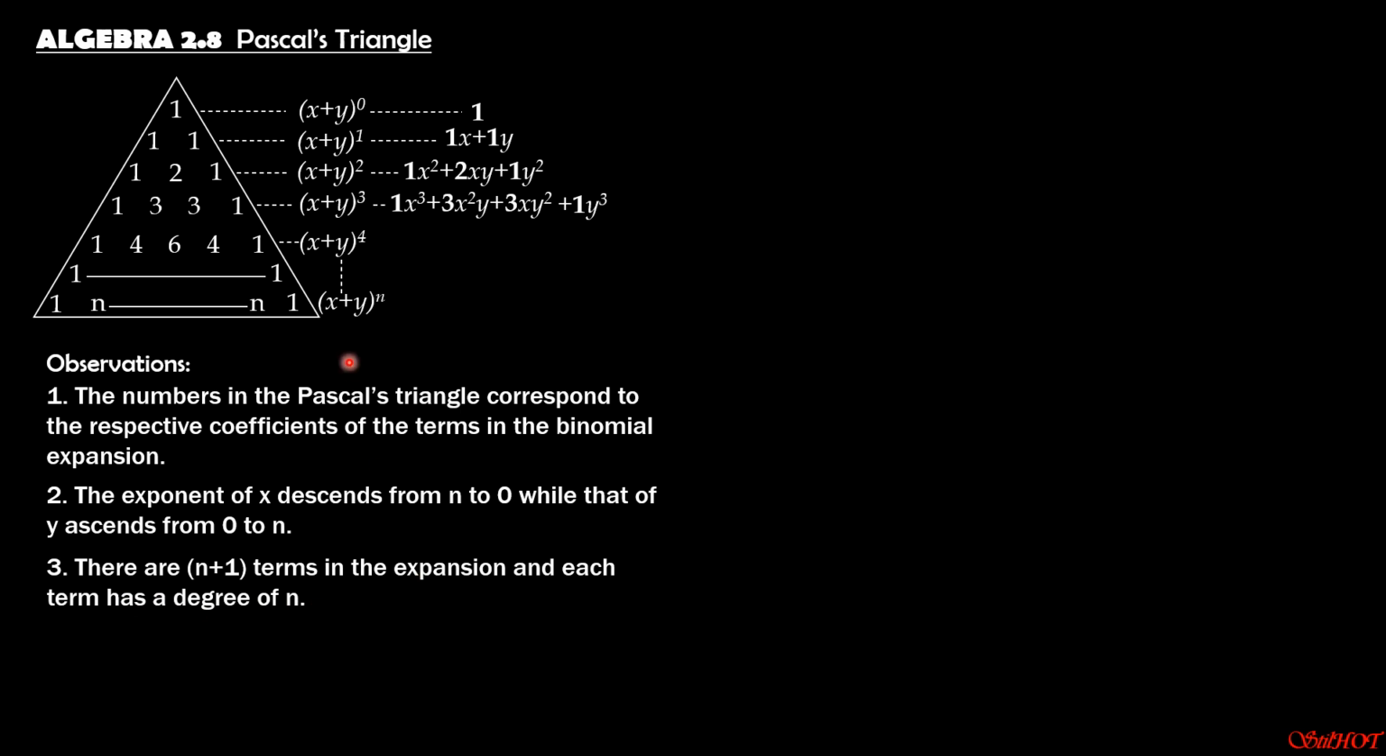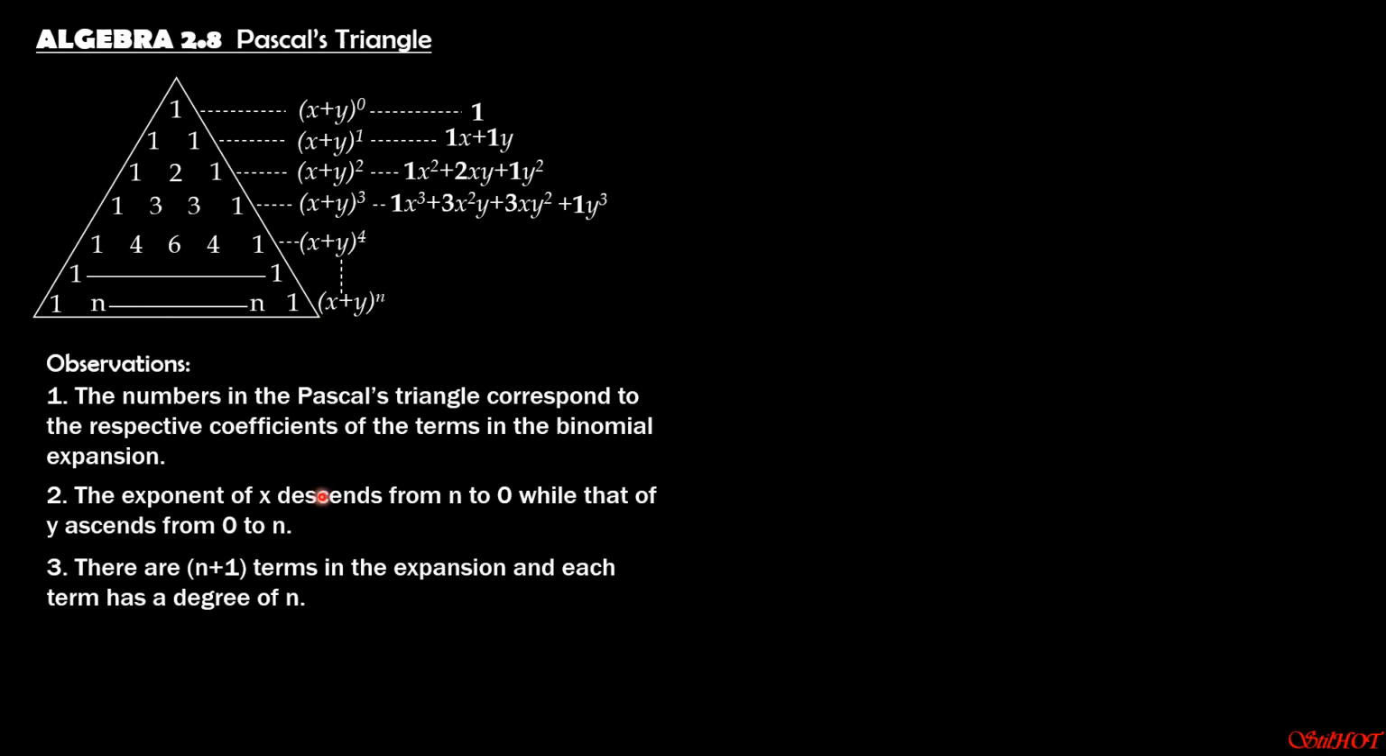There are n plus 1 terms in the expansion. So if n is 3, for example, then expect 1, 2, 3, 4 terms. So 3 plus 1 terms. In general, if the degree is n, or we have (x plus y) raised to n, then we expect n plus 1 terms in the expansion.